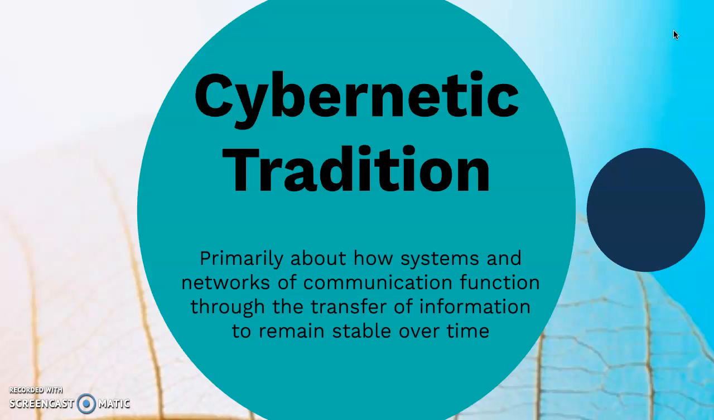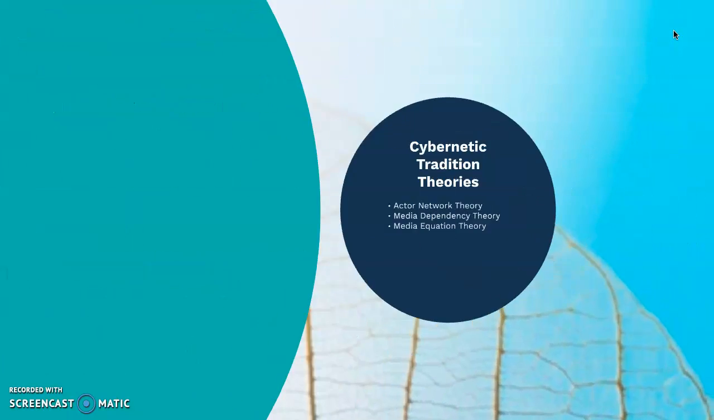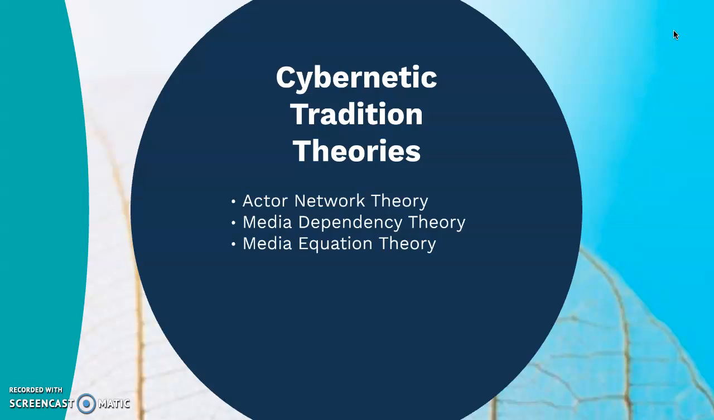The fourth tradition is the cybernetic tradition. This is primarily about how systems and networks of communication function through the transfer of information to remain stable over time. This tradition stresses feedback and the reliability of information being processed for system maintenance. The first theory that I'll be talking about is the actor network theory, which belongs in this tradition because it studies the organizing properties of communication that occur among various agencies in interaction. The other theory is the media dependency theory, which claims that audiences depend on media information to meet certain needs and achieve certain goals. And lastly, the media equation theory also belongs in the tradition as it says that humans treat technology as social actors.